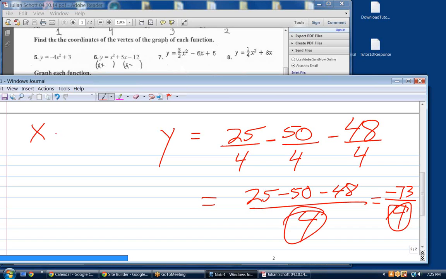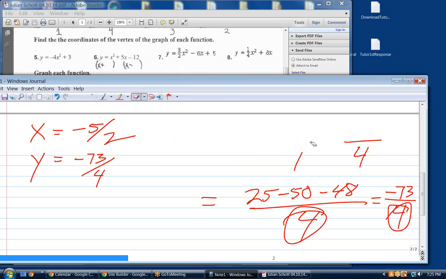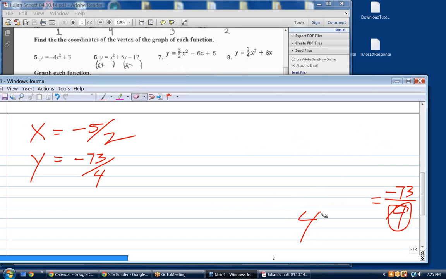So x was minus 5 halves. Y is minus 73/4, and I can't reduce that at all. 73 is not divisible by 2, it's not divisible by 4. So let's graph this.